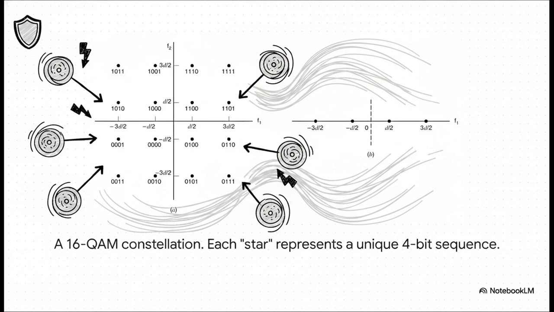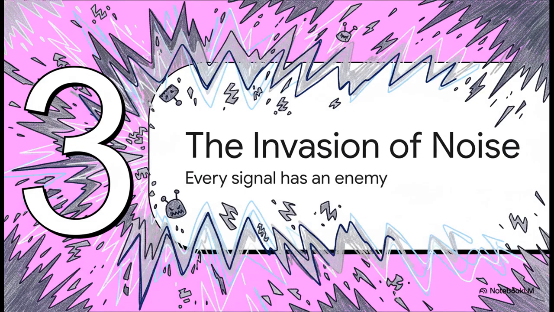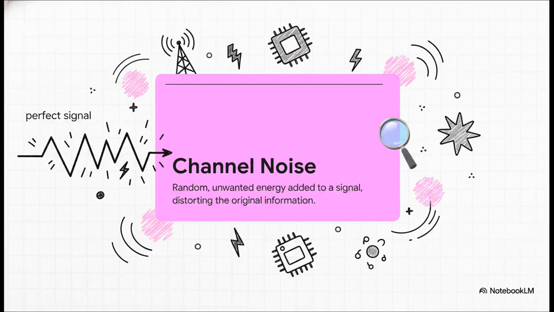More points in our constellation means more bits per symbol, and that means a faster connection for you. But this elegant, perfect little universe of data is not a peaceful place. As our signal travels from a cell tower to your phone, it faces a constant, relentless enemy. Every single signal has a battle to fight, and that enemy is noise.